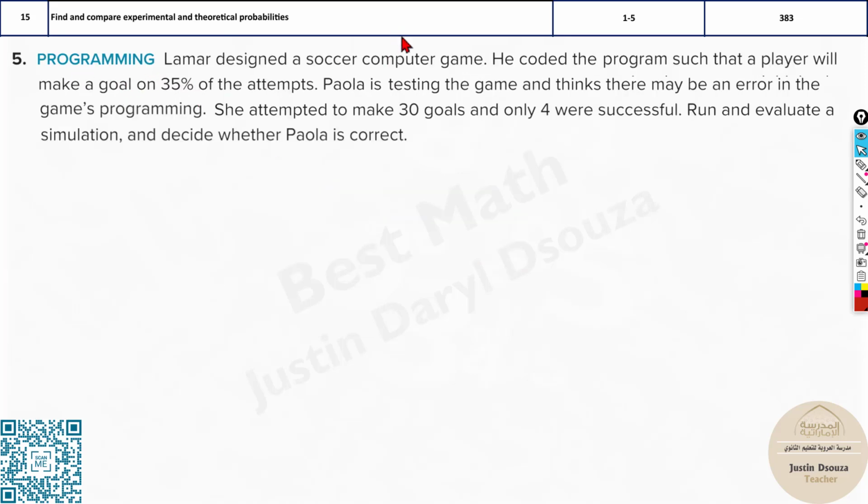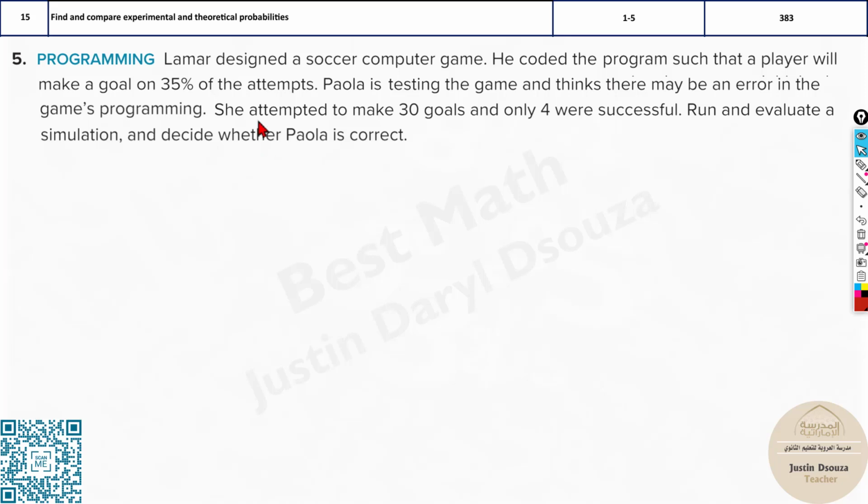Lama designed a soccer computer game. He coded the program such that the player will make a goal on 35% of the attempts. 35% chance, yes, it'll attempt. Paula is testing the game and thinks there may be an error in the game's programming. She attempted to make 30 goals and only 4 were successful. Run and evaluate the simulation and decide whether Paula is correct.